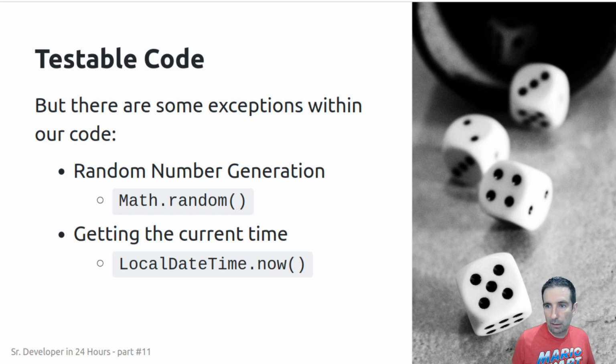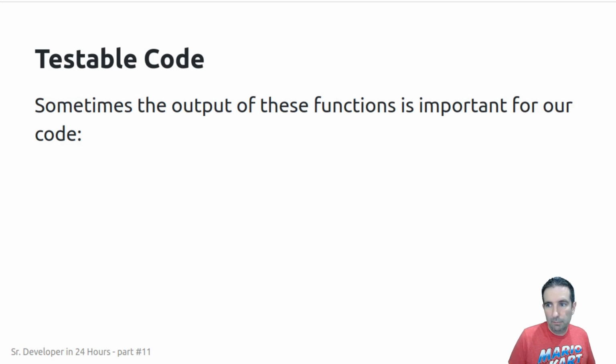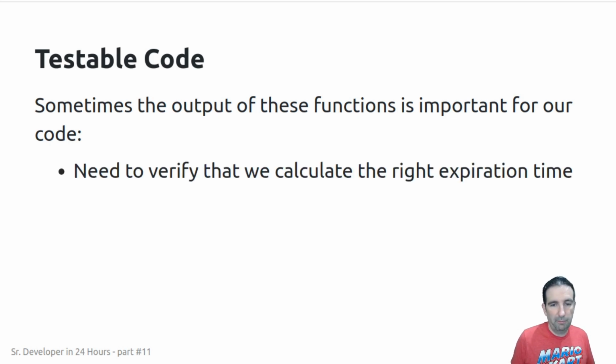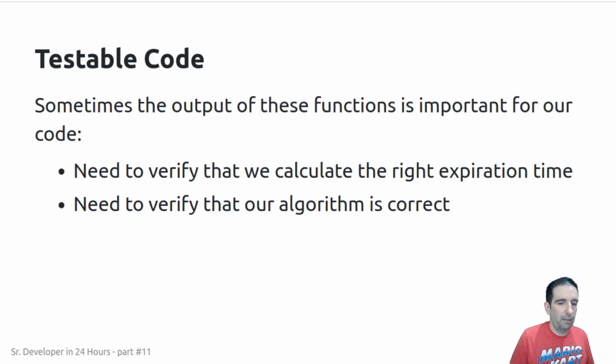And well, sometimes the output of these functions is important for our code. For example, if we are trying to verify that we're calculating the right expiration time for a token that we're creating. Or for example, we need to verify that some algorithm that we wrote that uses some random seed is correct. So in those cases, we have to worry: how are we going to deal with the fact that our code is depending on some code that is not deterministic? And how do we work around those things?